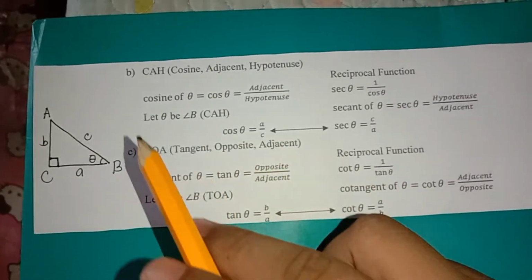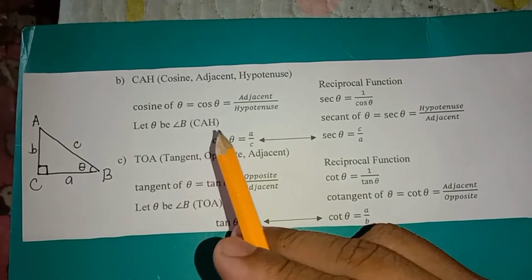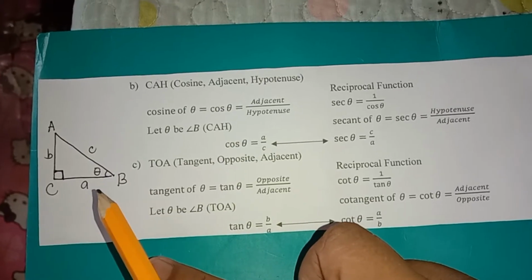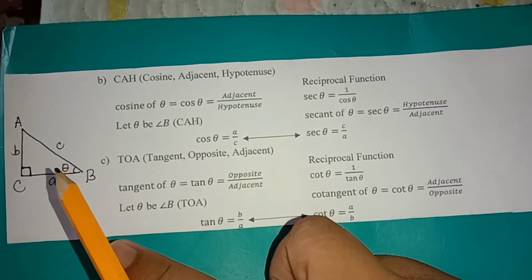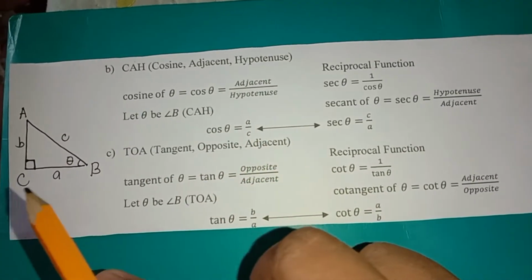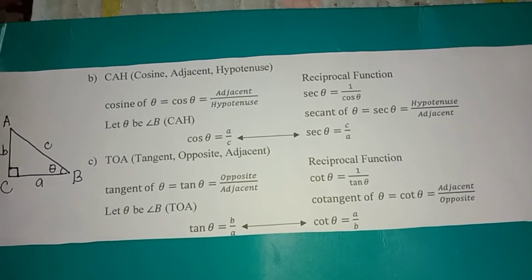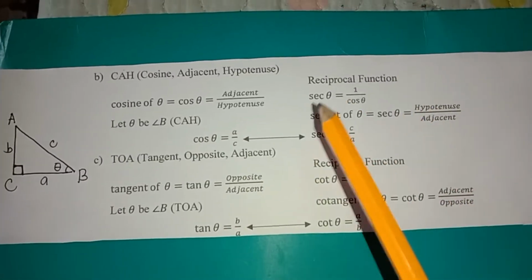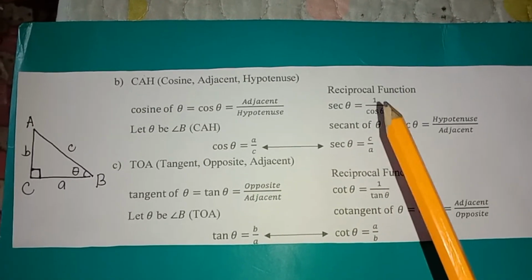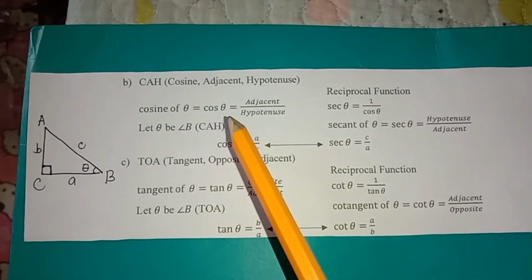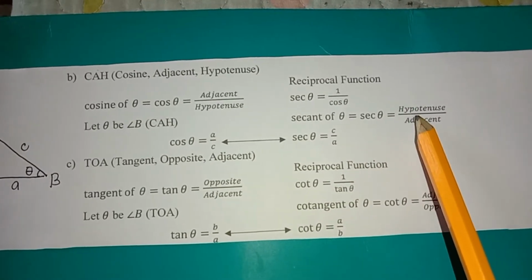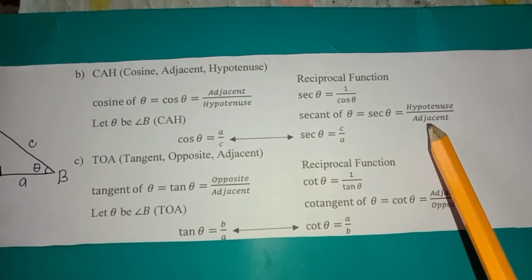So let's have theta be angle B. So let's have the K. Cosine of theta equals A, which is the adjacent, over C. Again, cosine of theta equals A over C. The reciprocal function of cosine is the secant. So, ang secant theta is equal to 1 over cosine theta. So, if cosine of theta is adjacent over hypotenuse, the secant of theta is equal to hypotenuse over adjacent.